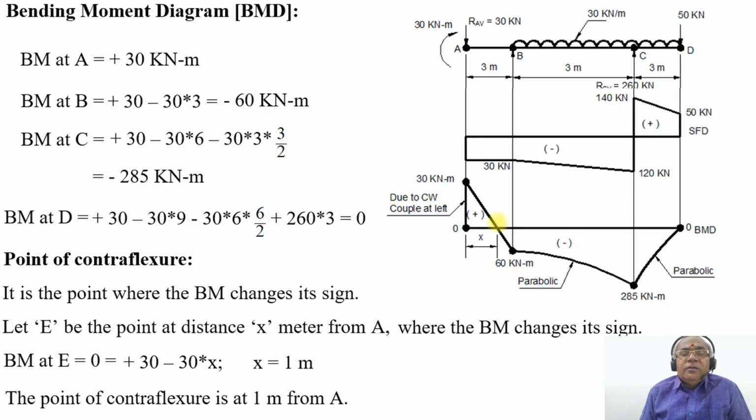So this is how you will be able to analyze and find the support reactions, the shear force diagram, the bending moment diagram, and also the point of contraflexure, which is 1 meter from A. So this is how you will be able to solve this particular problem. Thank you.